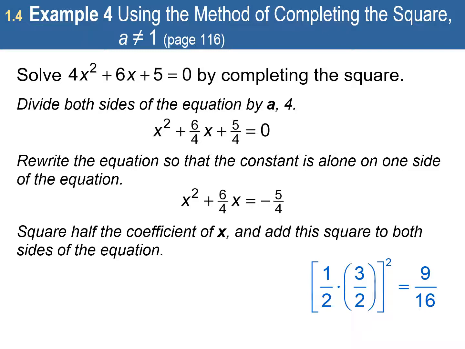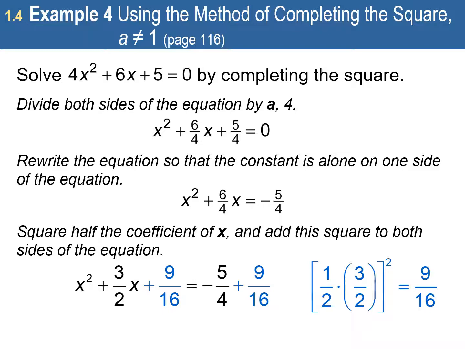So 6 divided by 4 simplifies into 3 halves. So when I take 3 halves divided by 2, that's 3/4 squared. 3/4 squared is 9/16. So I'm going to add 9/16 to both sides. So this becomes x squared plus 3 halves x plus 9/16 is equal to negative 5/4 plus 9/16.